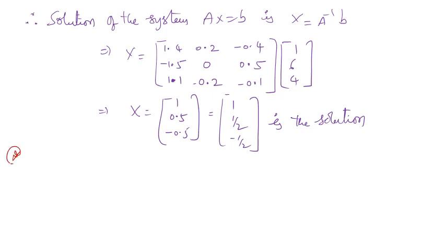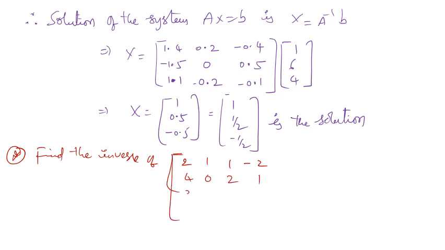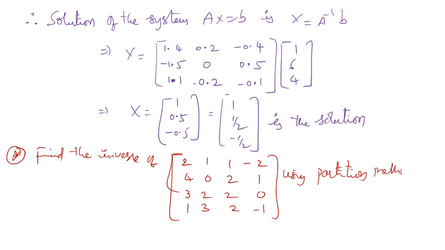And another one, find the inverse of, what is the matrix? 2, 1, 1, minus 2, 4, 0, 2, 1, 3, 2, 2, 0, 1, 3, 2, minus 1 using partition method. Solve this one as an assignment problem. This is assignment. Okay, this is partition method.